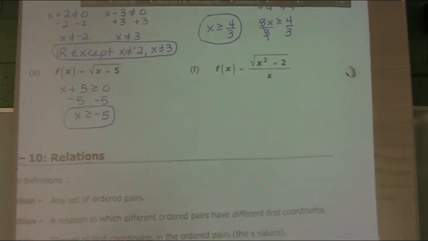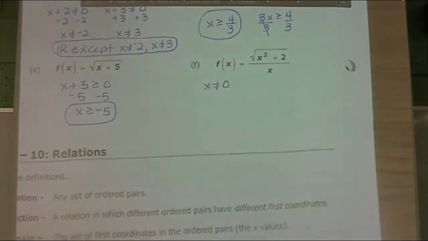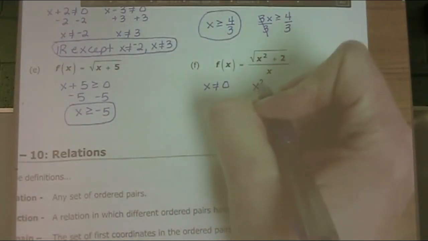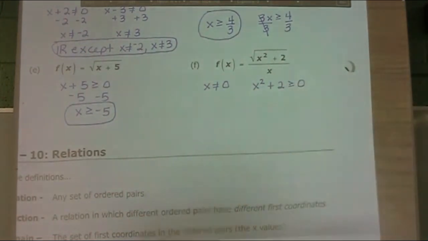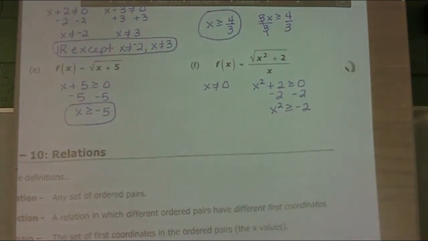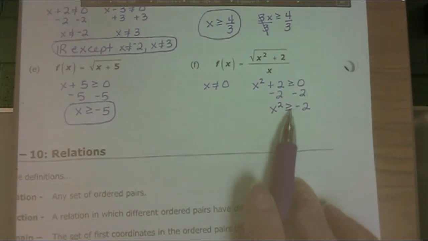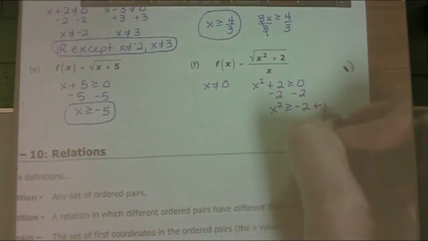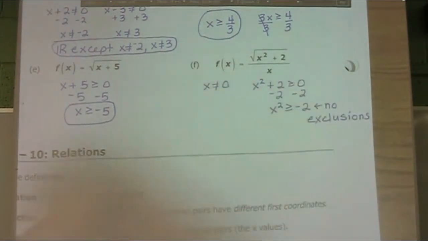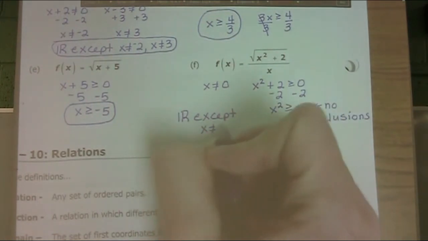Let's go here to F. I have both of these things going on. So I have to look at both parts. I have a square root and a denominator. So first of all, my denominator cannot be 0. So x cannot be 0 simply because I have x all by itself. The other thing is x squared plus 2 must be greater than or equal to 0. Subtract 2 from both sides, and I get x squared is greater than or equal to -2. Now, this isn't going to create any exclusions because anything squared is positive, and any positive number is greater than or equal to -2. Since this doesn't create any exclusions, we're only going to use the other one. So my domain is all real numbers except x cannot be equal to 0.